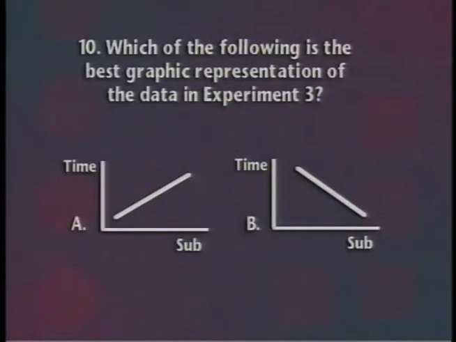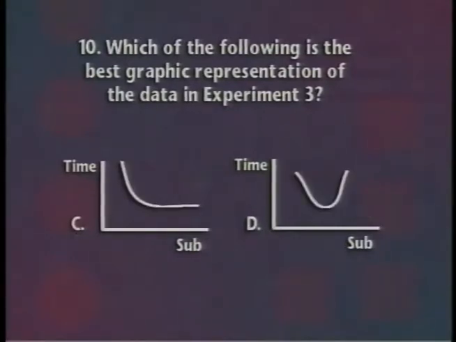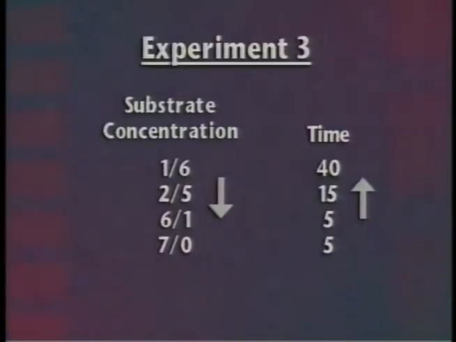Which of the following is the best graphic representation of the data in experiment 3? This is a direct information question concerning experiment 3. Looking at our notes on experiment 3, we noticed as substrate concentration increases, the time at first decreases and then levels off at 5 minutes. So we want to pick a graph that expresses this relationship.